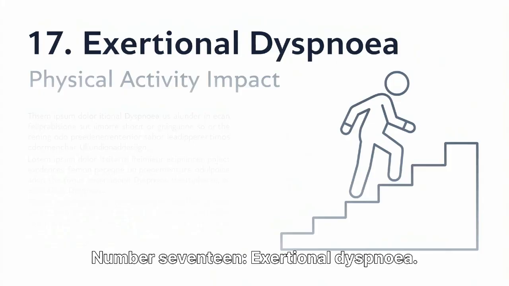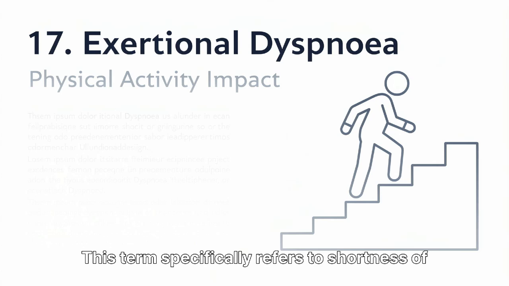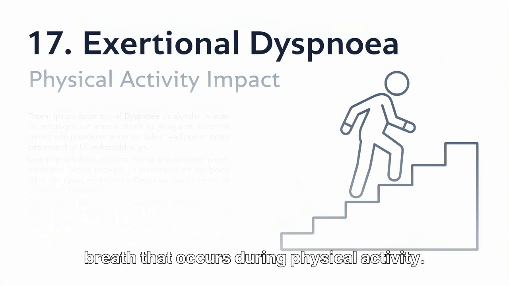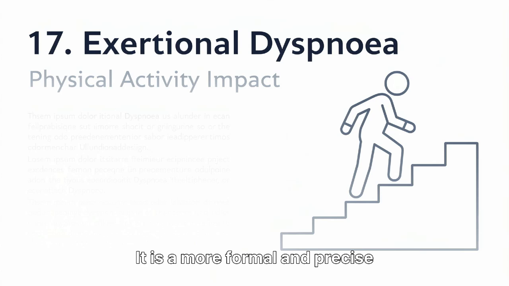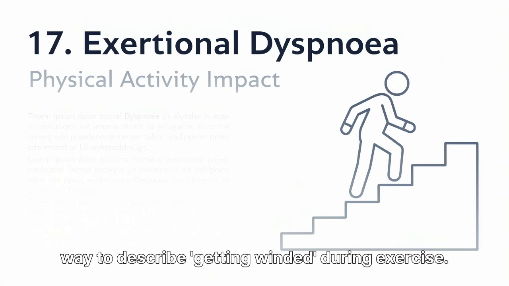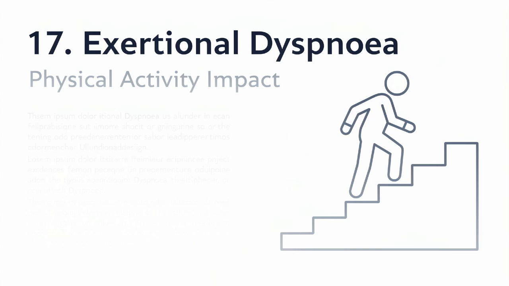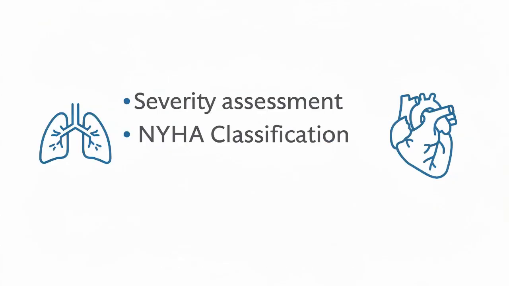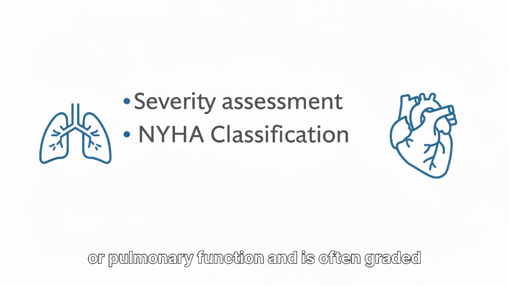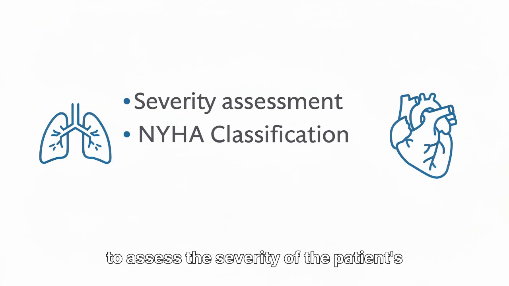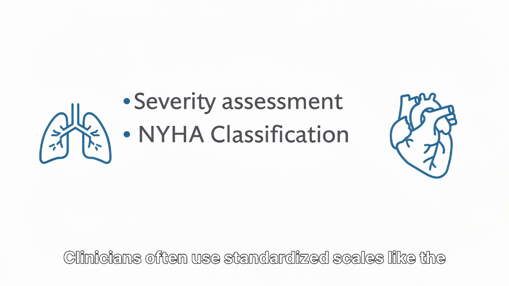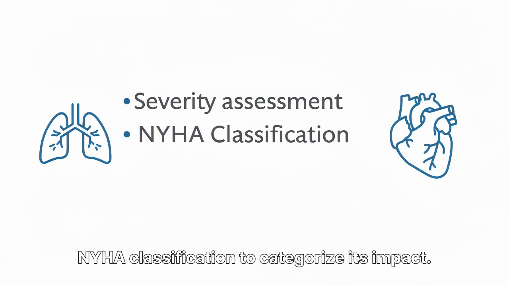Number 17, exertional dyspnea. This term specifically refers to shortness of breath that occurs during physical activity. It is a more formal and precise way to describe getting winded during exercise. It is a key indicator of cardiac or pulmonary function and is often graded to assess the severity of the patient's condition. Clinicians often use standardized scales like the NYHA classification to categorize its impact.